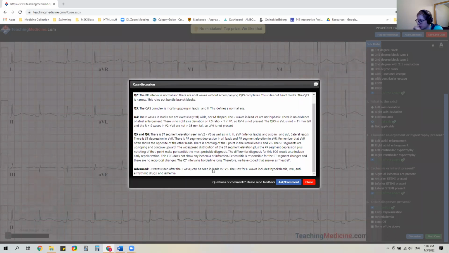So if you look at that, there's also ST segment elevation, depression in AVR, notching the J point, and leads 1 and V6. So that's 1 and V6 over there. The PR segment depression plus notching the J point makes pericarditis. Yeah, so without the PR depression, it's less likely. It'd be more like an early repolarization. Yeah, so the PR depression is how we tell.